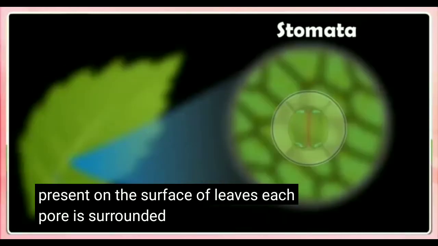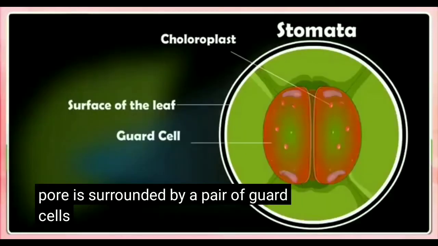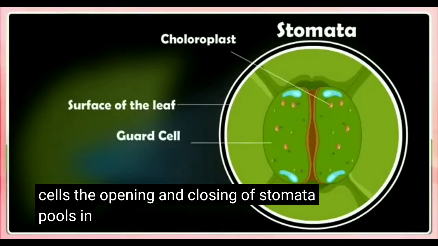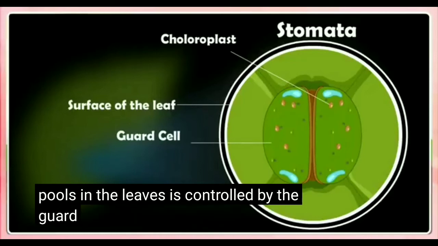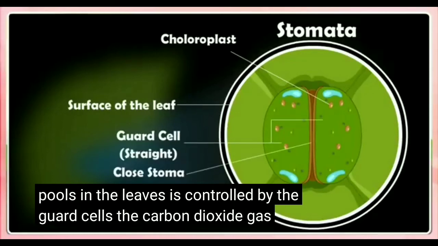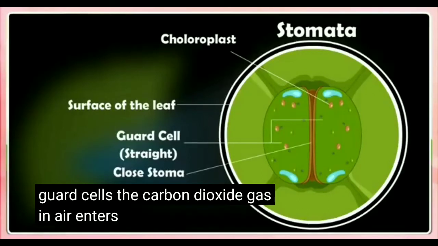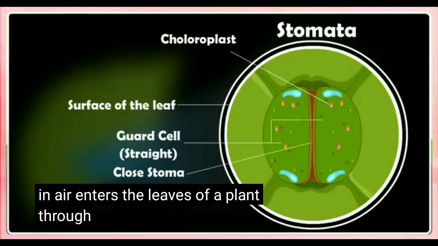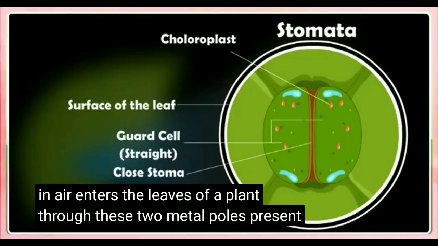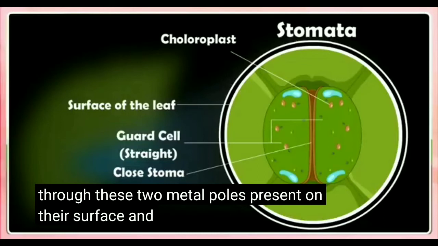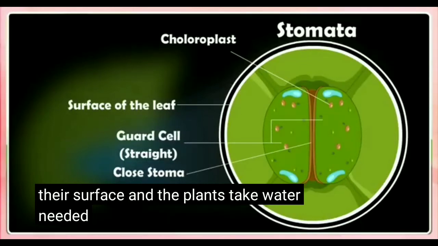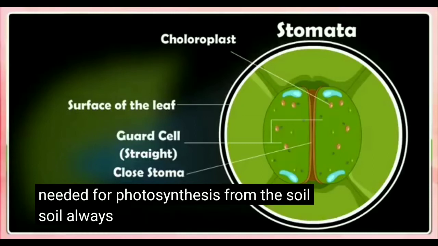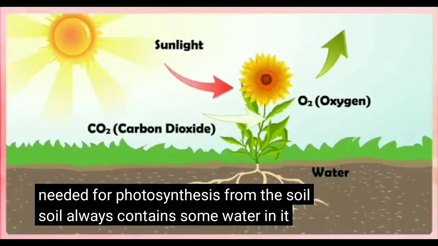Each pore is surrounded by a pair of guard cells. The opening and closing of stomatal pores in the leaves is controlled by the guard cells. The carbon dioxide gas present in air enters the leaves of a plant through the stomatal pores present on their surface, and the plants take water needed for photosynthesis from the soil. Soil always contains some water in it.